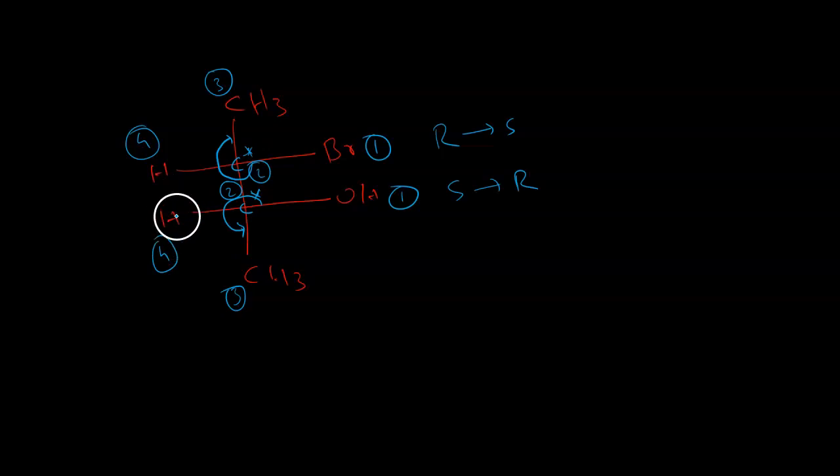The least priority group should be on a vertical line. So the notation for carbon 1 is S, and the notation for carbon number 2 chiral center is R.